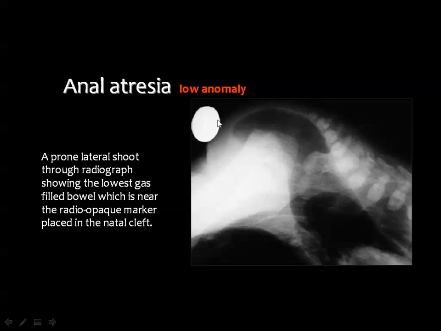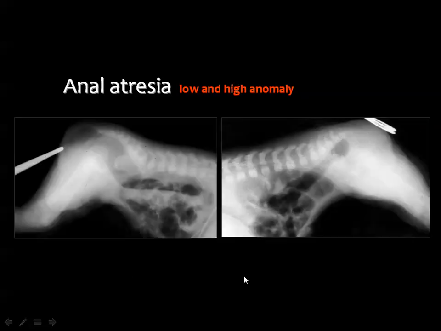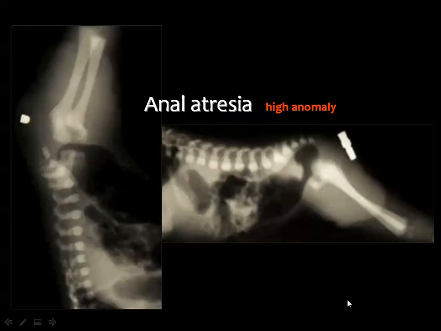Then we put a metallic marker at the supposed site of the anal opening, and we measure the distance between the air and the metallic marker, and if it is short, this is considered a low anomaly. Here you see an example of a low atresia, because the distance between air and the marker is very small. But here is a high anomaly, because there is a long distance between air and the metallic marker.